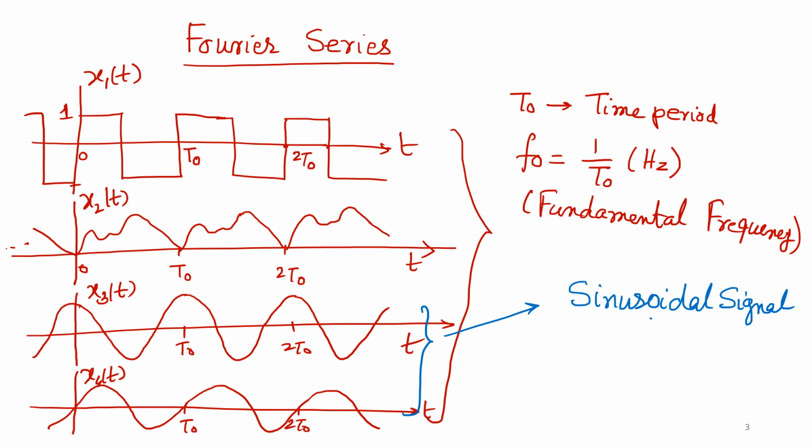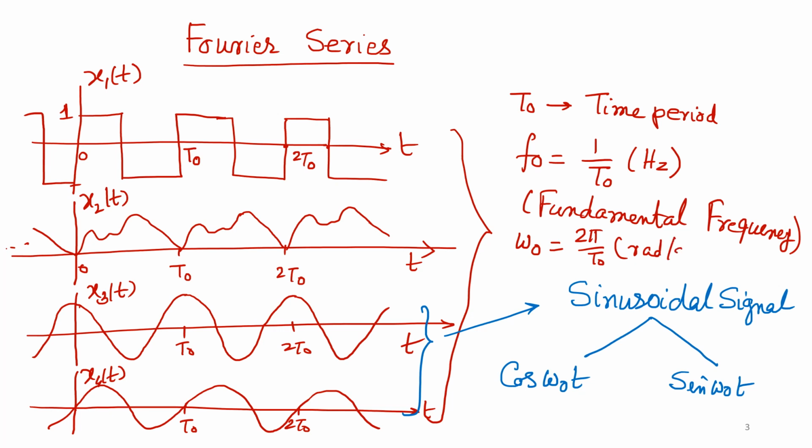Sinusoidal signals basically have 2 types. The first one is the cos signal, cos omega naught t, and the other is sine omega naught t. These are the 2 signals, and we'll consider them. This omega naught is the angular frequency. It is 2 pi upon t naught, and its unit is radian per second.